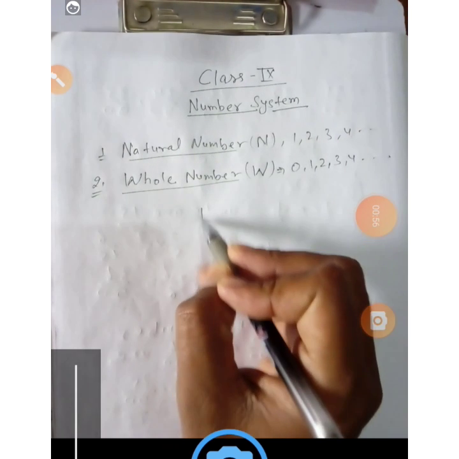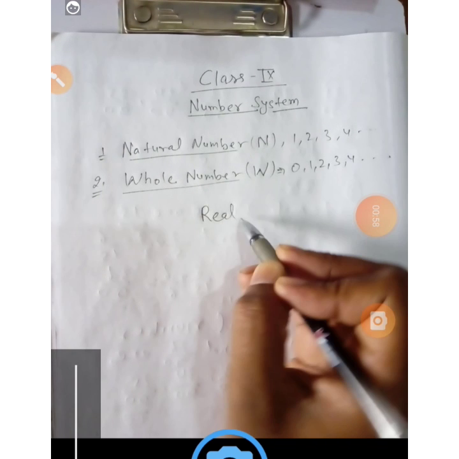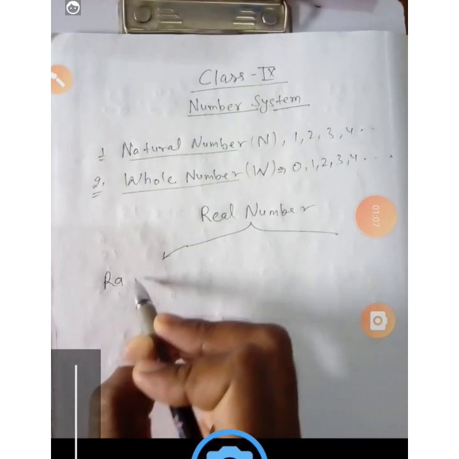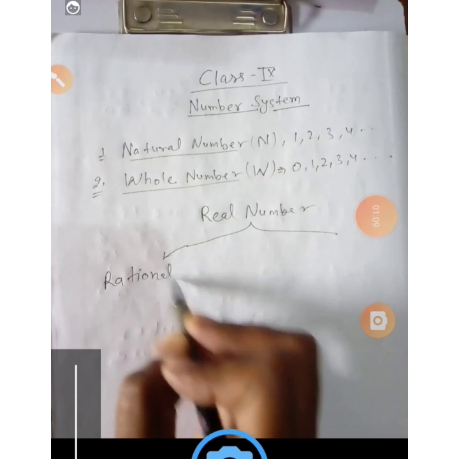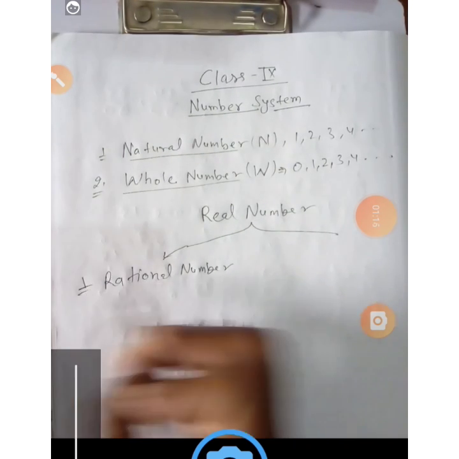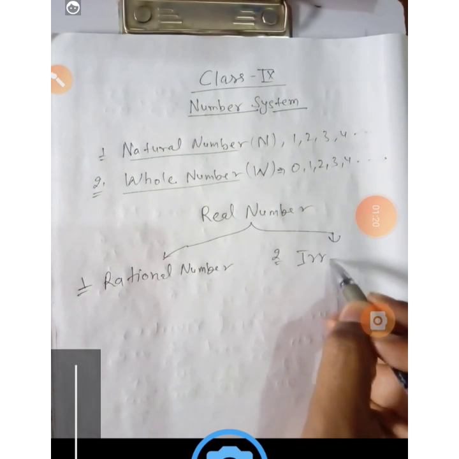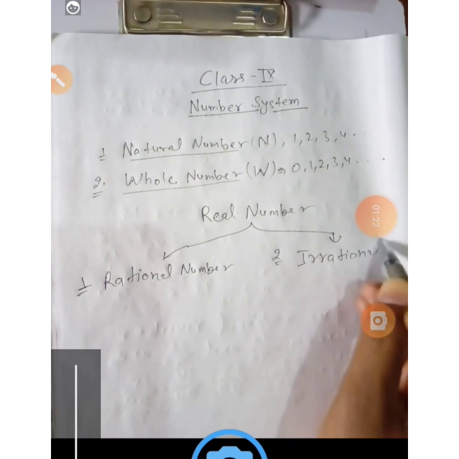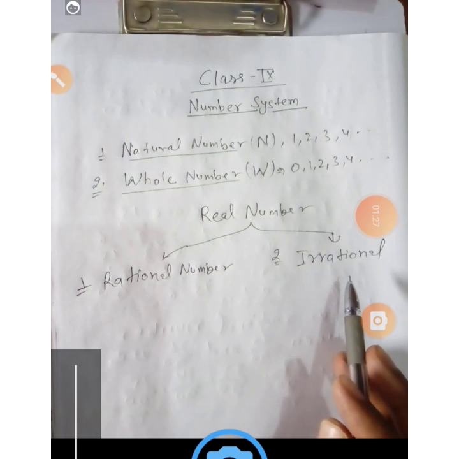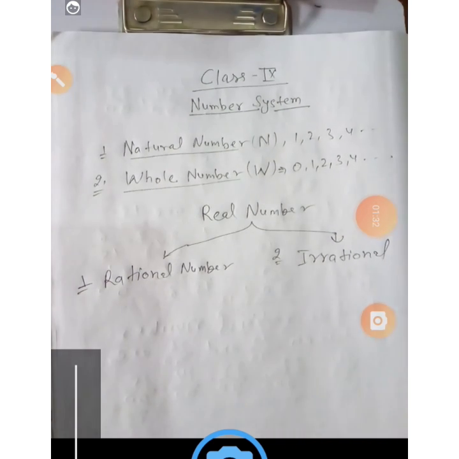And after this we discuss real numbers. Real numbers are rational and irrational numbers. Rational numbers first, and second, irrational numbers. A real number is a collection of rational numbers and irrational numbers. Otherwise we can say that all numbers are called real numbers.